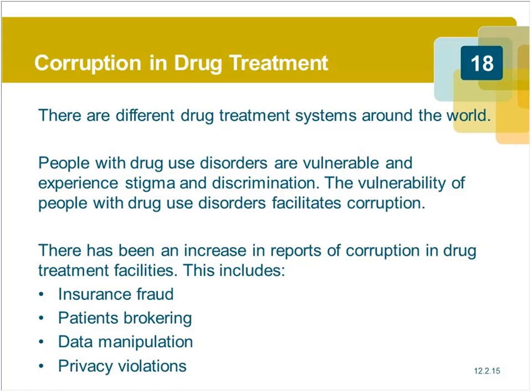By looking in the literature, we found a growing number of reports pointing to the existence of corruption specifically in the drug treatment system. Even though some of these forms do not fit exactly into the description of a corrupt act, like for example insurance fraud. This is not corruption, this is fraud. But for fraud to occur, there has to be some form of corruption: somebody keeping their eyes blind, somebody facilitating, and so on. There were also patient brokering, manipulation of data, and violation of privacy. Those reports we have found. The next slide, please.